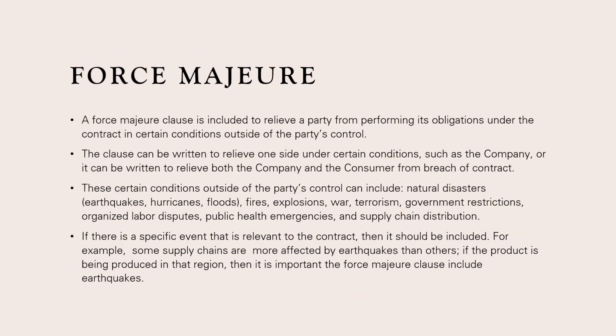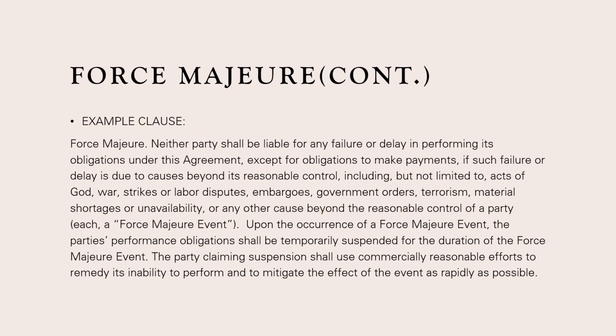The next clause is the force majeure clause. A force majeure clause is included to relieve a party from performing its obligations under the contract in certain conditions outside of the party's control. Many people were happy that they had this in their contracts during the pandemic, because that is one of the conditions that are included below. And on the next slide, you'll be able to see the example clause.